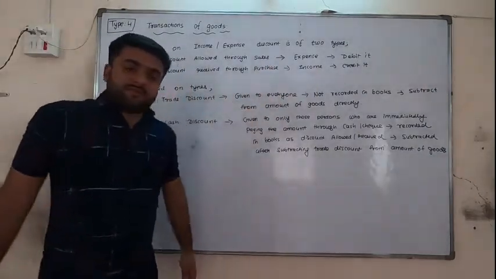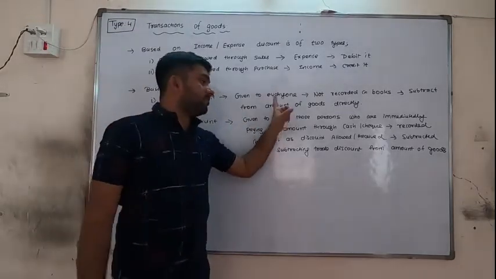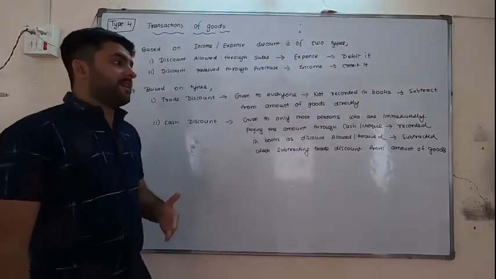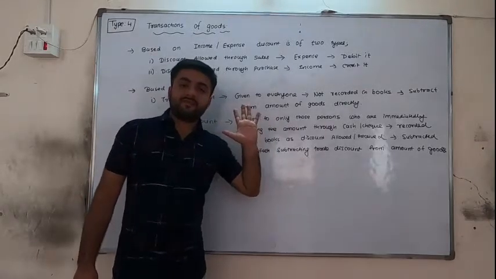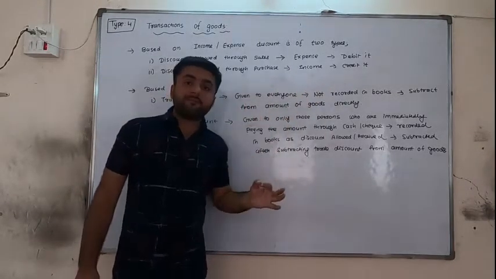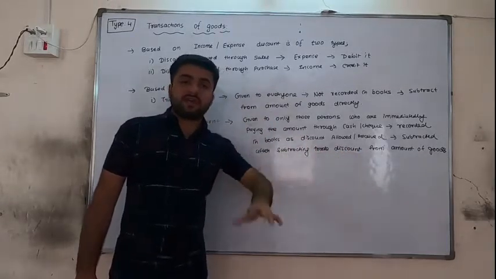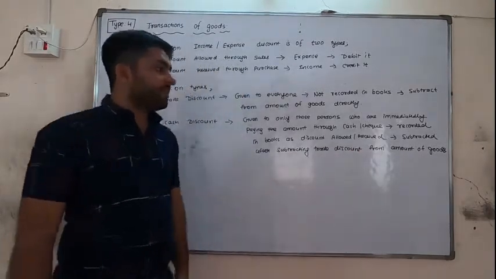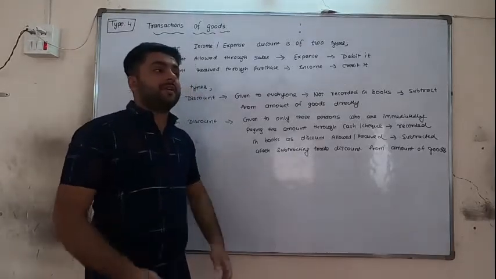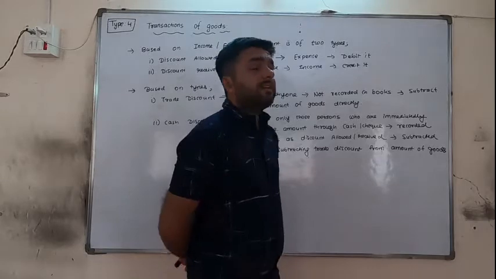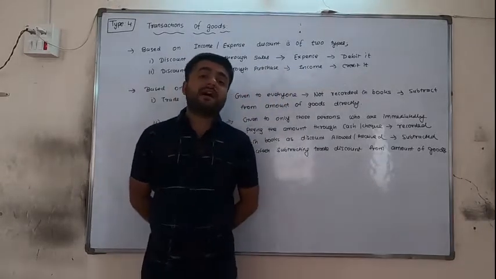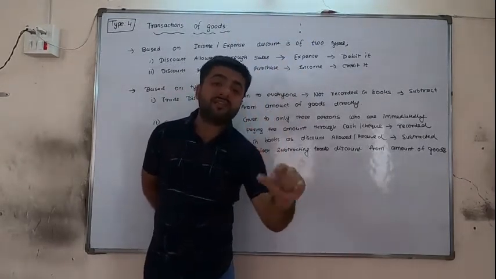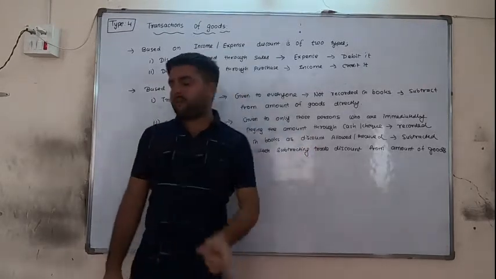Trade discount can be given to everyone, but cash discount is given to only those persons who are immediately paying the amount through cash or check, not keeping our amount outstanding to pay in future. If we are giving them the goods, they are giving the cash. If we are taking the goods, then we are paying through cash or check. Both are allowed. So it is allowed on the amount which is actually paid. If goods are sold of 10,000, half amount is paid and half is not paid, then trade discount can be calculated on the whole amount, but cash discount is calculated only on the amount which is paid. On the unpaid amount, cash discount is not allowed.